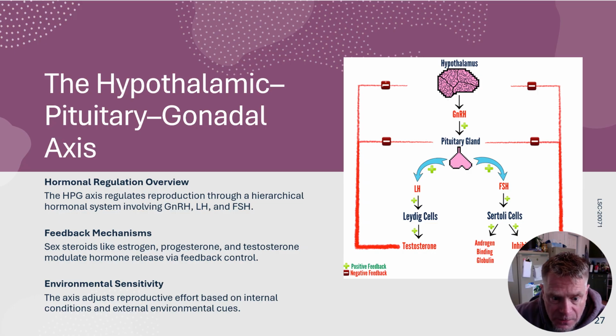So that's hormonal regulation of reproduction. There are feedback mechanisms in this as well. Sex steroids like estrogen, progesterone, and testosterone modulate hormone release via feedback control. And in a lot of animals, there's environmental sensitivity with this. It adjusts the reproductive effort based not only on internal conditions, but also on external environmental cues. So there might be a particular breeding season that an animal has.